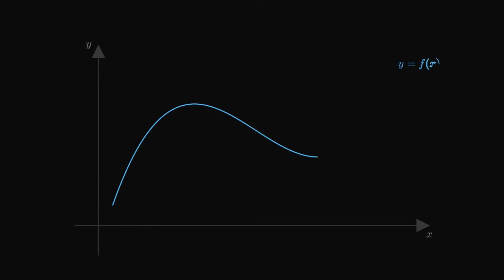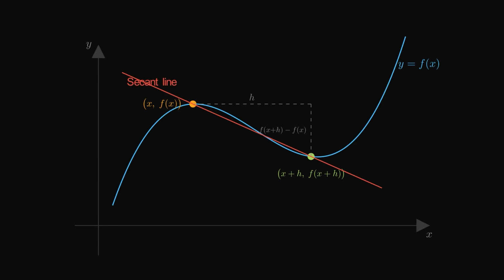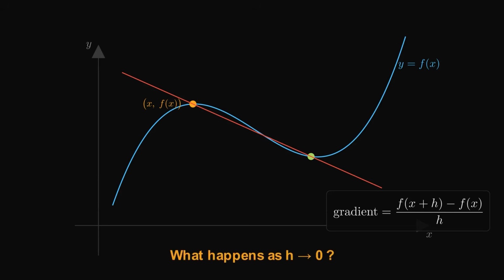So let's formalize this. Take a curve y is equal to f of x, and let's pick a point at x, and another point just a small distance away at x plus h. If we draw a straight line through those 2 points, that's called a secant line, and its gradient is f of x plus h minus f of x over h. That makes sense, it's just rise over run. Nothing fancy. But here's the question. What happens as we make h smaller and smaller?